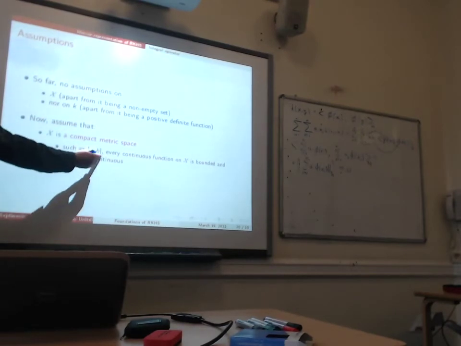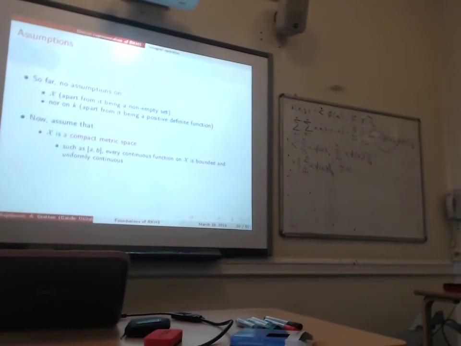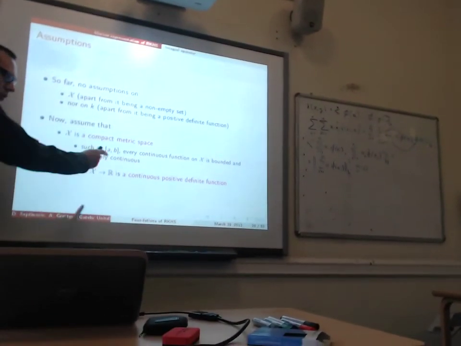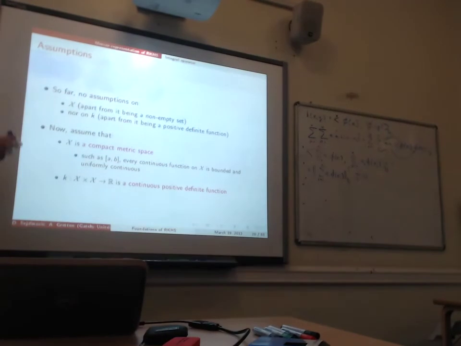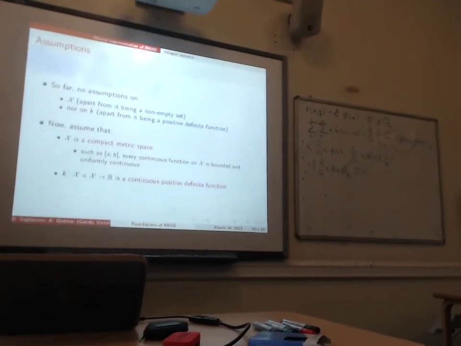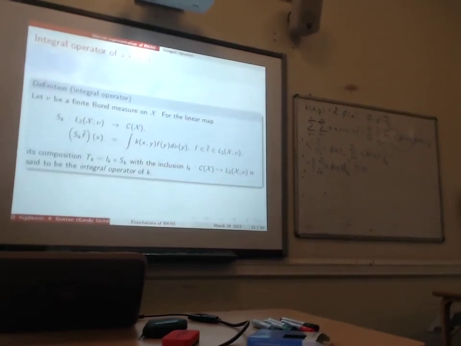So that's the most important property that we will be using. Obviously it doesn't have to be just a segment. It can be the segment raised to any power, so it could be an element of a high-dimensional space. It still has the same property that continuous functions are bounded and uniformly continuous. Okay? And having assumed that, we will assume that the kernel function itself is continuous, in addition to being positive definite. That will also imply that it's bounded and uniformly continuous. Okay. So what is an integral operator?